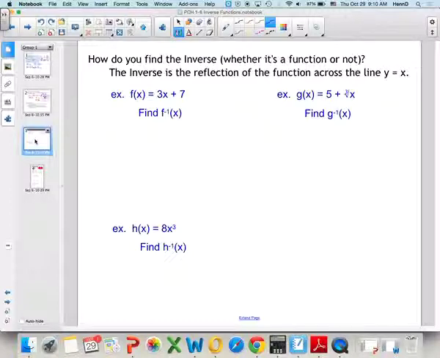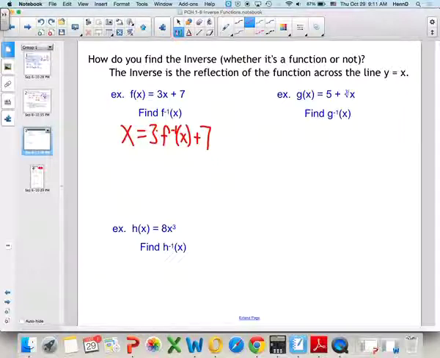What did we say happened to every point when we reflect something across the line y equals x? The x's and y's switch. So guess how we find the inverse? We switch the x's and y's. So here's what we do. Here we have f of x, which we could say is a y. We're going to put a y in place of the x, or actually I could even put f inverse of x. So 3 times that plus 7 is going to equal x.